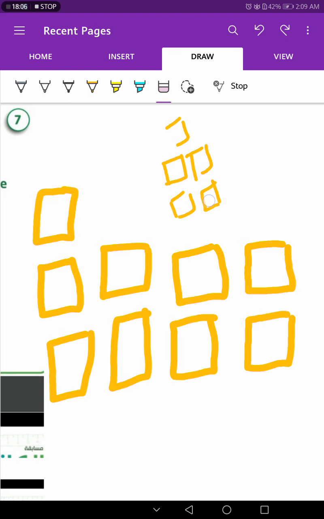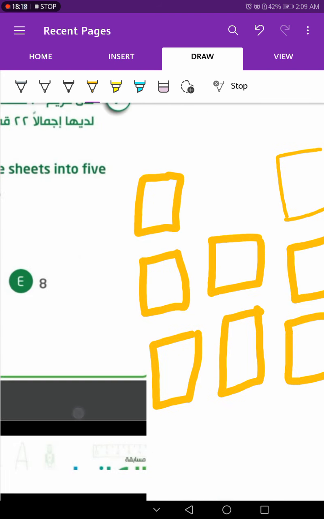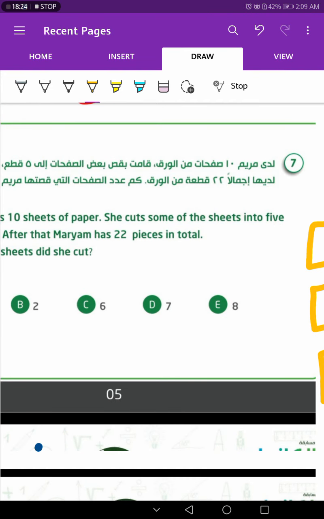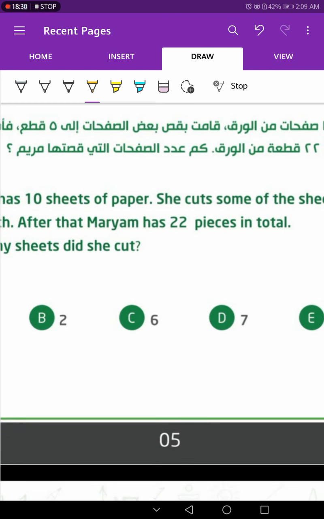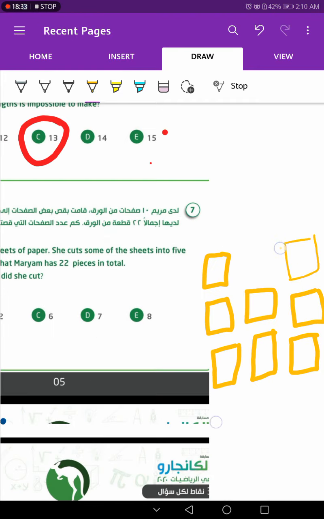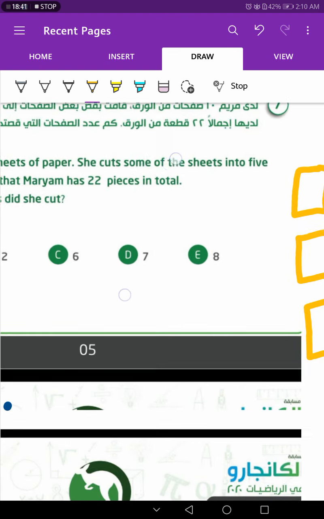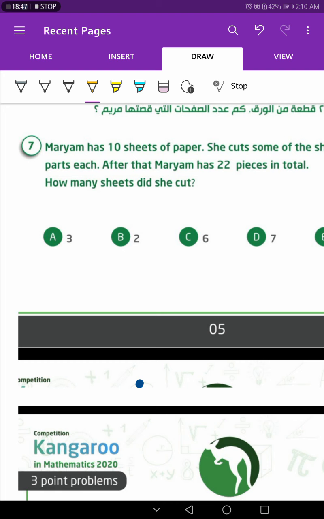Okay, my dear students, let me come back and draw my 10 squares here. Maryam has 10 sheets of paper, like this, again in slow motion. She cut some of the sheets into 5 parts, as you saw before. After that, Maryam has 22 pieces in total. How many sheets did she cut? This is the question.